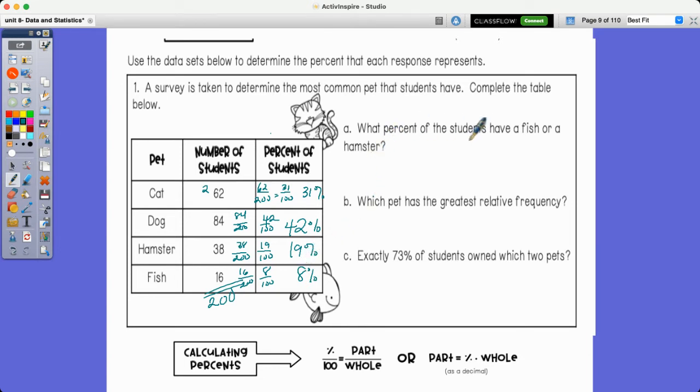And then it asks which percent of the pets are a fish or a hamster. So my fish is 8% and my hamster is 19%. I add those up and I get 27%. Which pet has the greatest relative frequency? They're asking which one has the highest percentage, and that's going to be dogs at 42%. And exactly 73% of students own which two pets? You're going to look at these and figure out which add up to 73. I see very quickly that these two numbers add to 73. So they either own a cat or a dog.